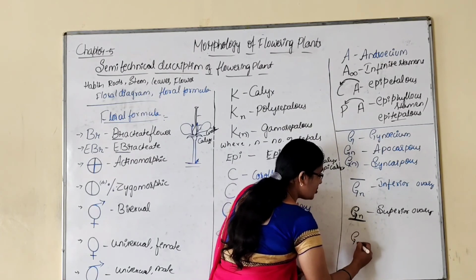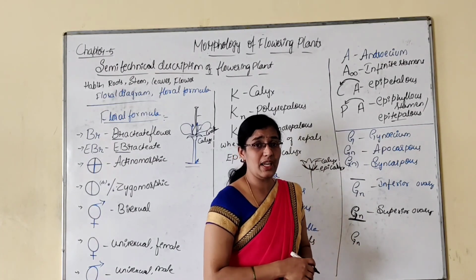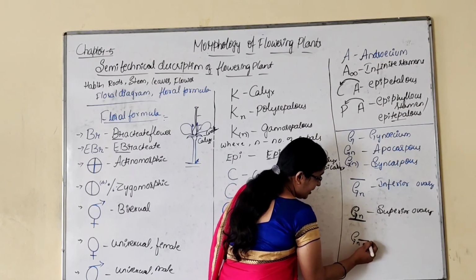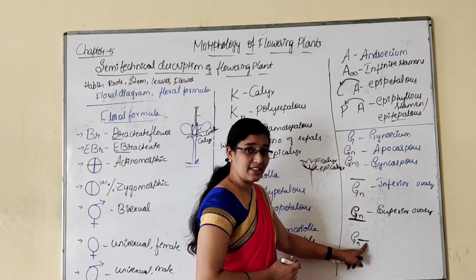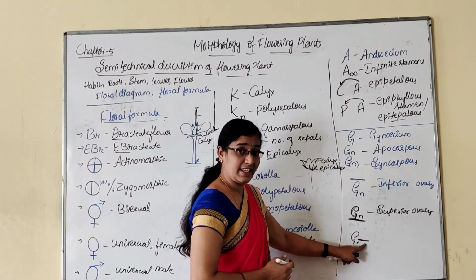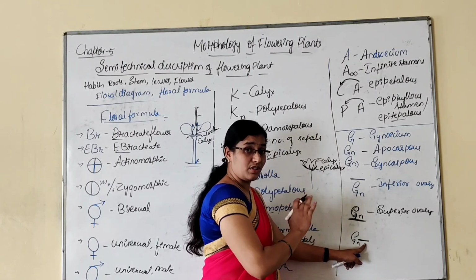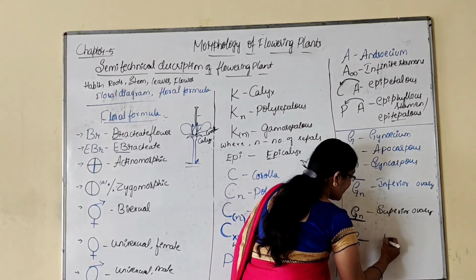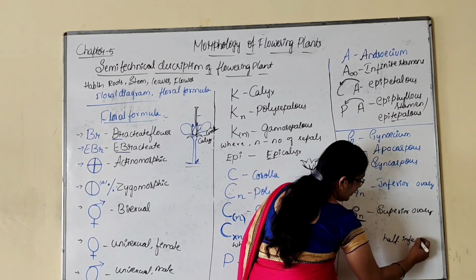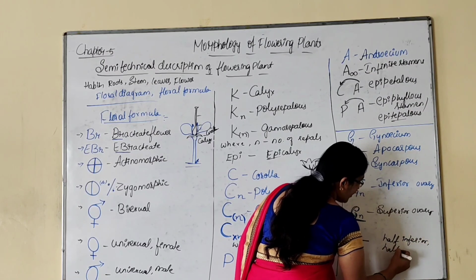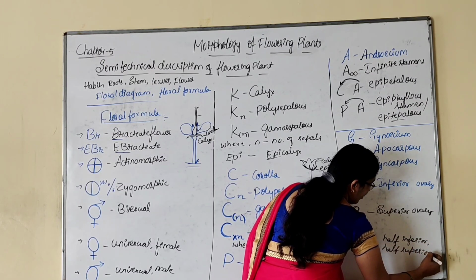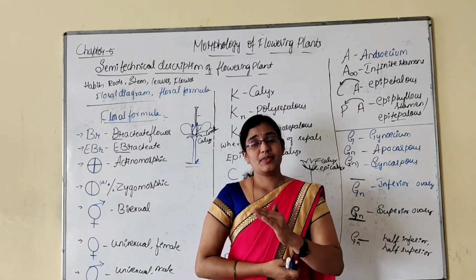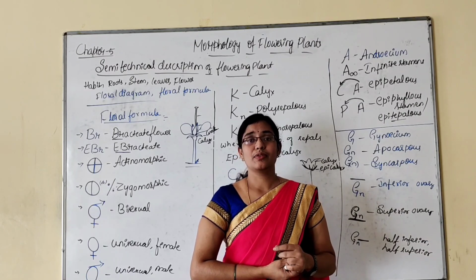And how to show half inferior and half superior ovary? We write G at its foot N and at the middle towards the side we will draw a line like this. So at the middle of G you have to write like this, but not on G. You should not write on G, but beside that you have to write, and this indicates the half inferior and half superior ovary. So these are the different symbols used to describe the different flowering plants, and this is very important.